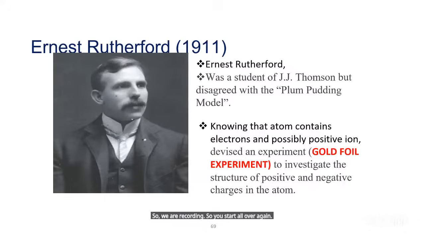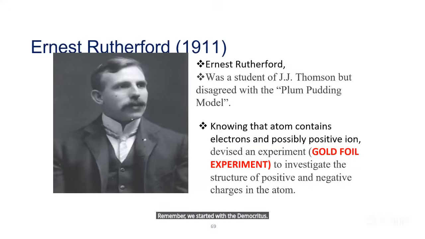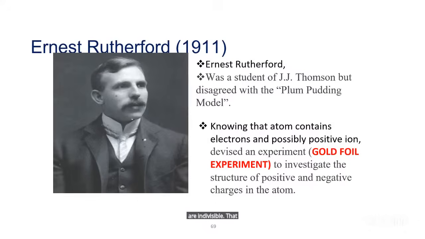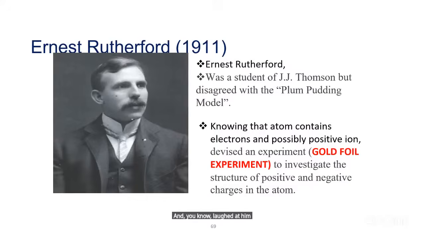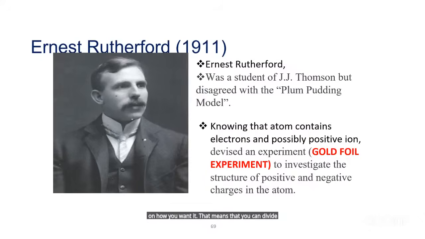Now, all of this scientific method, like I said, started with the earliest thinkers. Remember, we started with Democritus, and we say that he actually said that atoms are indivisible. That is, there is a point to which you can divide your matter. Remember, everything about atom is also matter. Now, some other person came up, that is Aristotle, and laughed at him and called Democritus a quack. He said that you can actually divide atom to wherever you want, to whichever level you want, and however you want it. That means that you can divide atom forever.